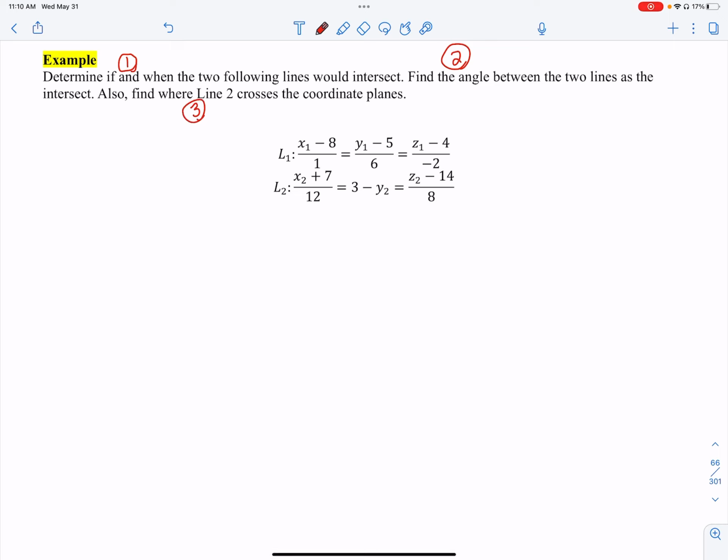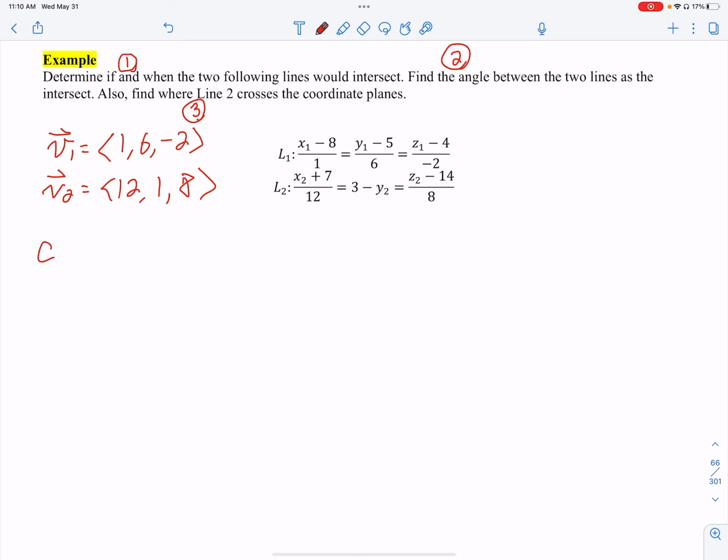All right, so we'll start this the same way. We got to check to see if they're parallel. So V1 is my directional vector for the first line. Remember, those are the numbers on the bottom. 1, 6, negative 2. V2 is going to be 12. And notice we're missing one there. It's just a 1. It's over 1. And then 8. All right, so those are my two directional vectors.